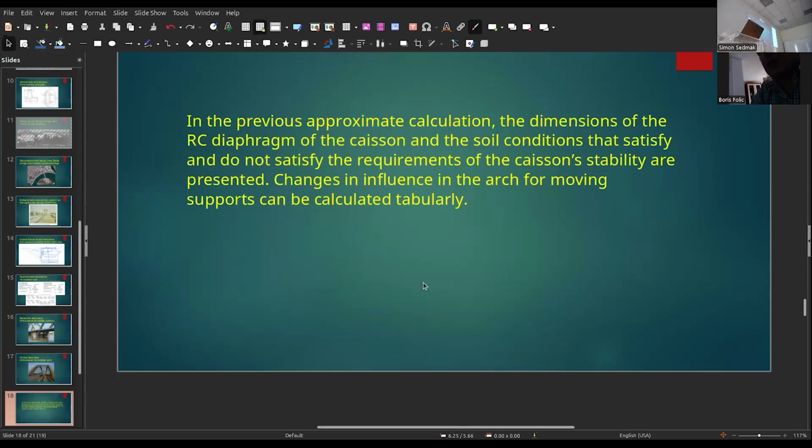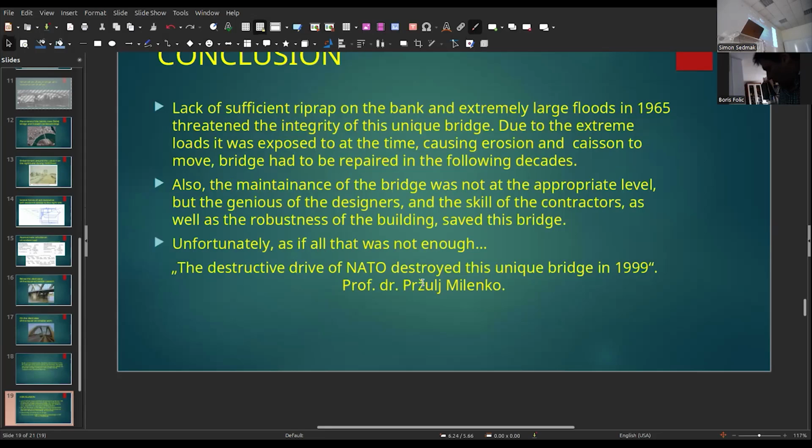and do not satisfy the requirement of caisson stability are presented. The change in influence in the arch for a moving support can be calculated in tabular form. This maybe.